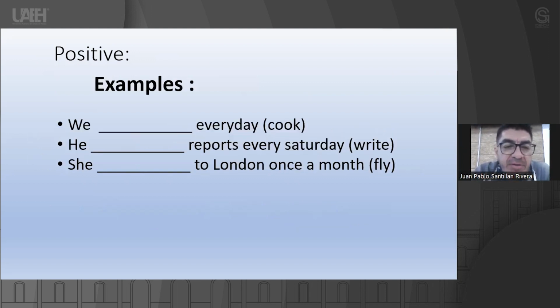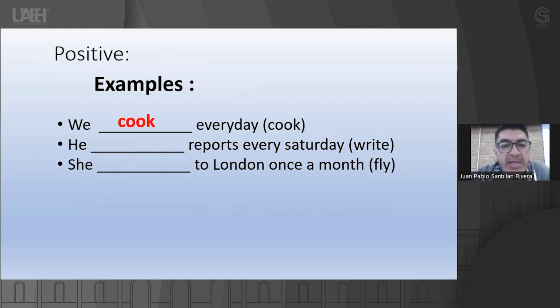Here we have the first example, and it says, we something every day. We notice the verb is cook. If we refer to the subject, we notice that the verb does not need an S sound. So we have the verb cook. What do we have? We cook every day. In this case, no S sound is needed.